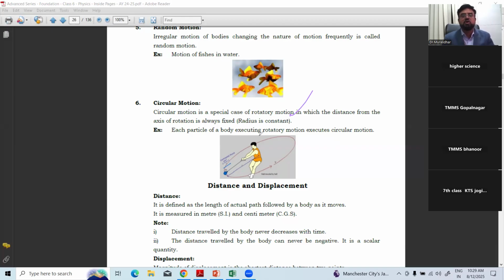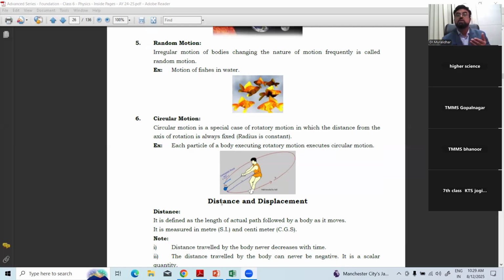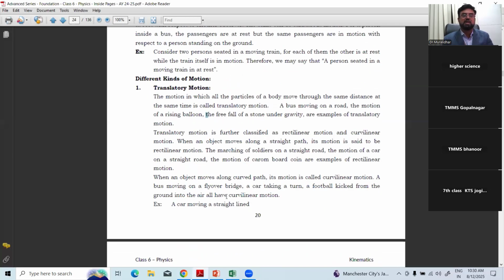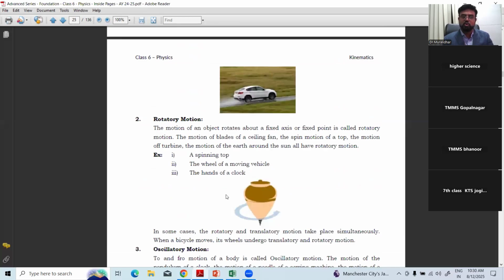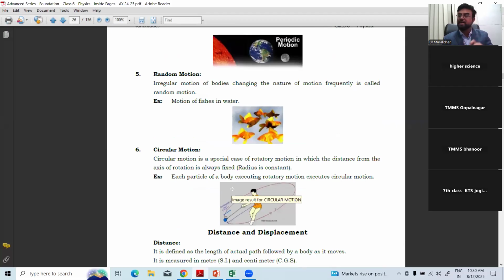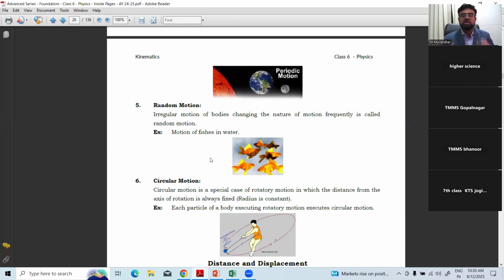So these are the 6 types of motions we come across in our day-to-day life. Of course, there are many others. We'll discuss them in the coming class. So we have seen what motion is and the types of motions today. Then when the body is in motion, we'll come across some terms. Terms related to motion, we'll discuss in the next class. So go through all this first: translatory motion, rotatory motion, oscillatory motion, periodic motion, random motion, and circular motion. So 6 types of motions.